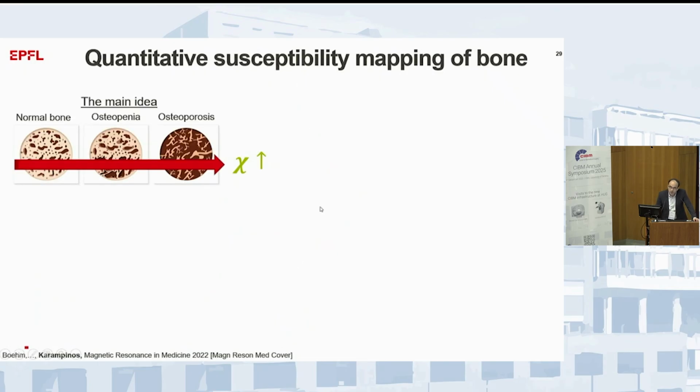And the idea is very simple. I have here the example, in the context of osteoporosis or bone health, you go from normal bone to osteoporotic bone. Bone tends to be more diamagnetic, so it tends to have more negative chi. So when you go to osteoporotic, you have less bone, chi goes up. The magnetic susceptibility goes up.